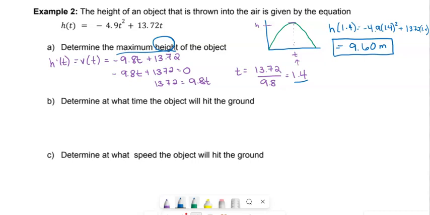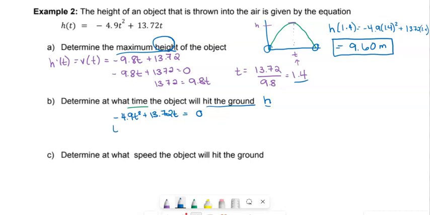At what time will the object hit the ground? Well, the object will hit the ground twice. Here and here will be at the ground twice. And hitting the ground is a function of the height. So I'm going to use the height function. My height function is negative 4.9t squared plus 13.72t. And I want to know, when is that 0? When is it at the ground? When is there no height?